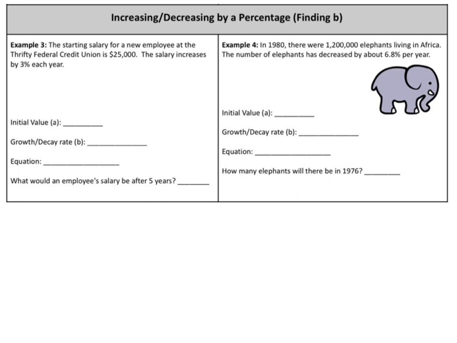So what do we do? We're going to have to find B. The percentage is not B. Okay, maybe make a note of that, right? Percentage is not the B value. But it is part of the B value. So let's take a look at example number 3, and I'll show you what I mean.